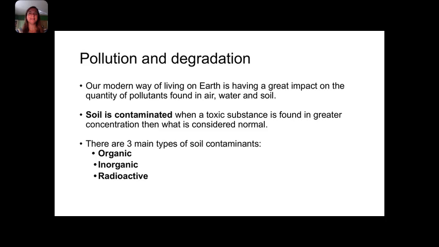So, soil is contaminated when a toxic substance is found in greater quantity or greater concentration than what is considered to be normal. There are three main types of soil contaminants. Some are organic, others are inorganic, and others yet are radioactive.